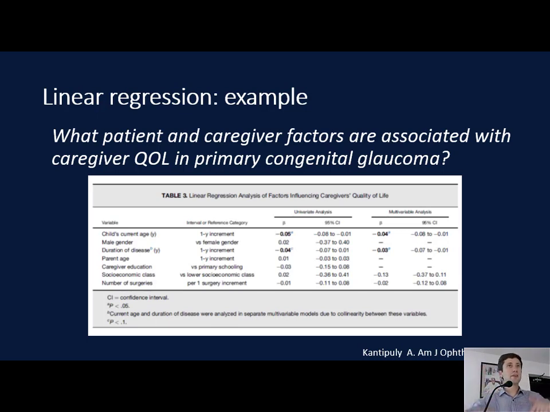And once we have those two variables in the model together, we can look at the regression coefficient for child's age and say that that is the association with our outcome, caregiver quality of life, independent of parental age. We've adjusted for parental age. We've taken it out of the equation in terms of interpretation. Okay, better said, we put it in the model, and therefore we've adjusted for its impact on the relationship between child's age and caregiver quality of life. Does that make sense now?